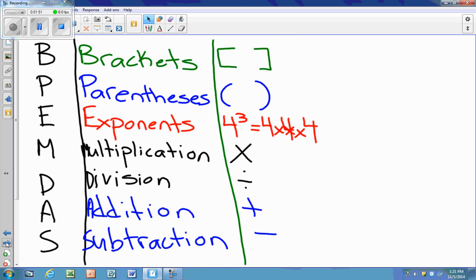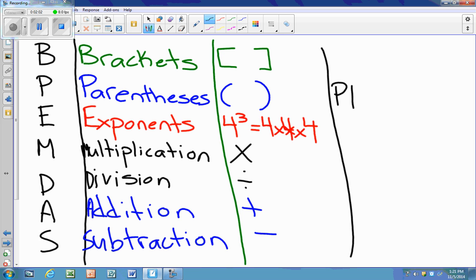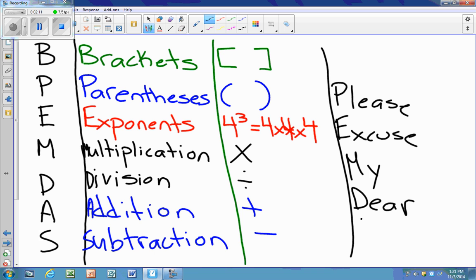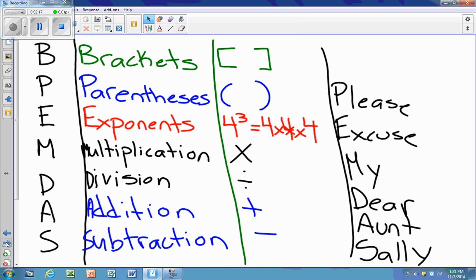An easy way to try to remember this for brackets, parentheses, exponents, multiplication, division, addition, and subtraction is please excuse my dear Aunt Sally. So that's for order of operations. We use order of operations in order to solve expressions.